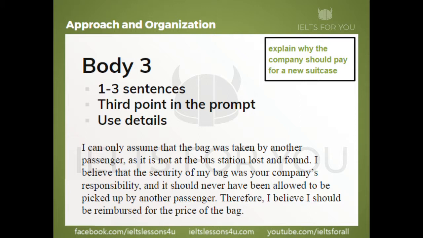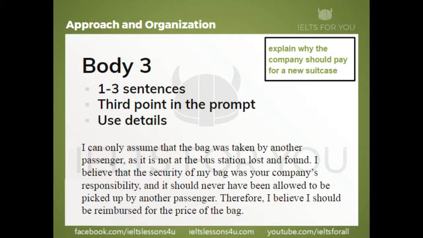Read along with me. I can only assume that the bag was taken by another passenger, as it is not at the bus station lost and found. I believe that the security of my bag was your company's responsibility, and it should never have been allowed to be picked up by another passenger. Therefore, I believe I should be reimbursed for the price of the bag.